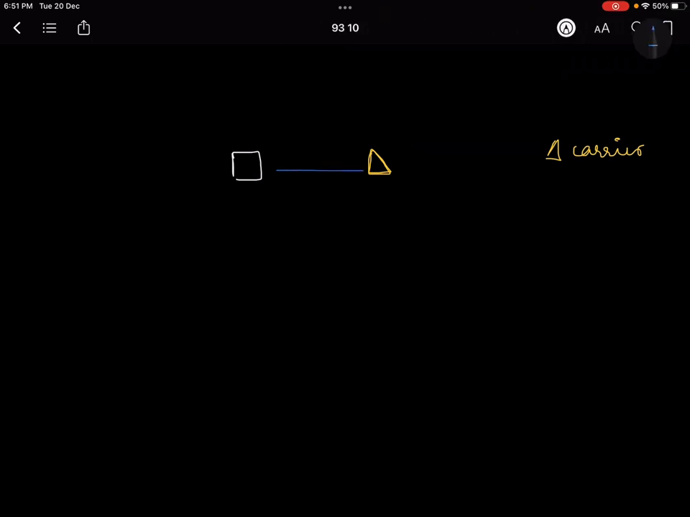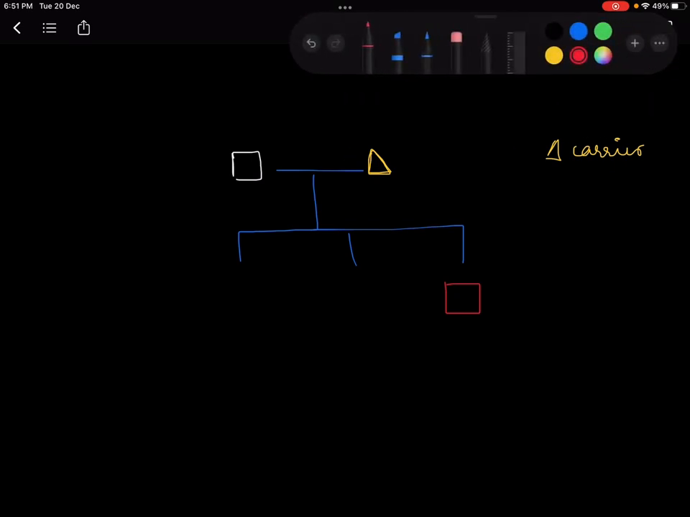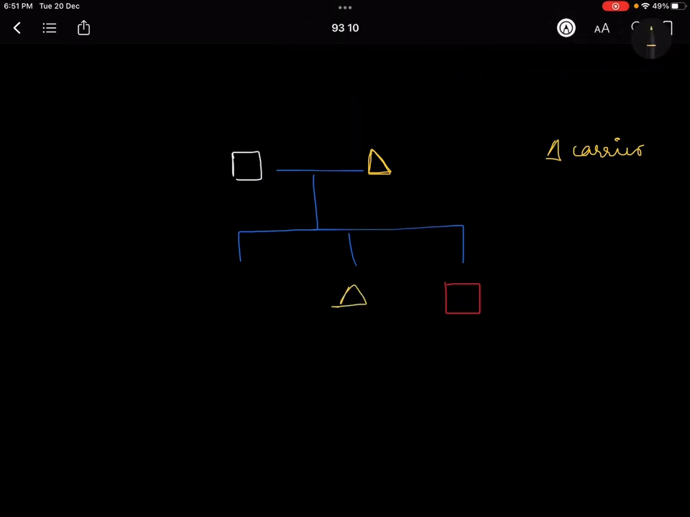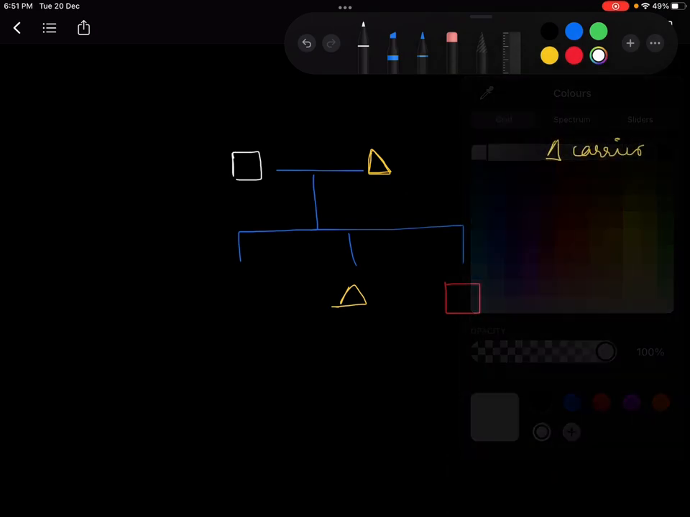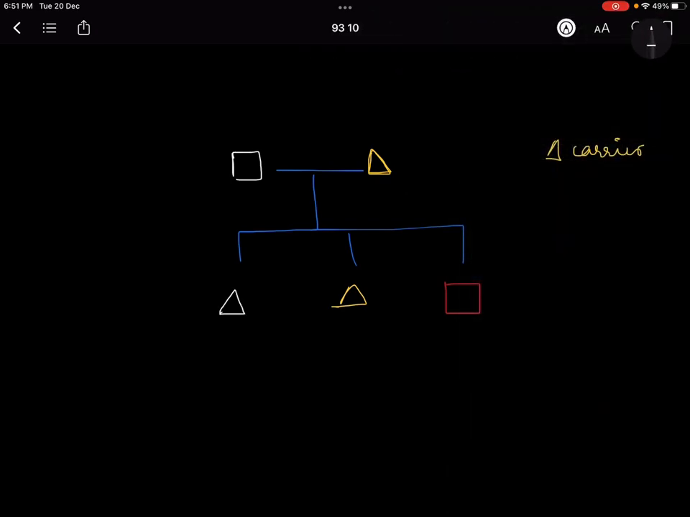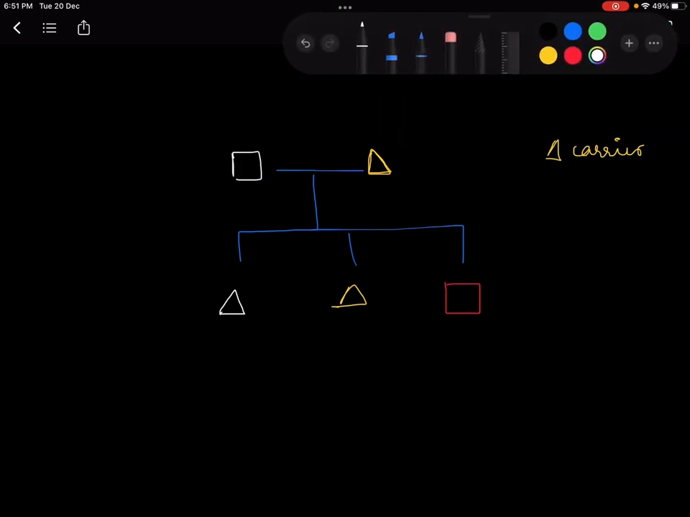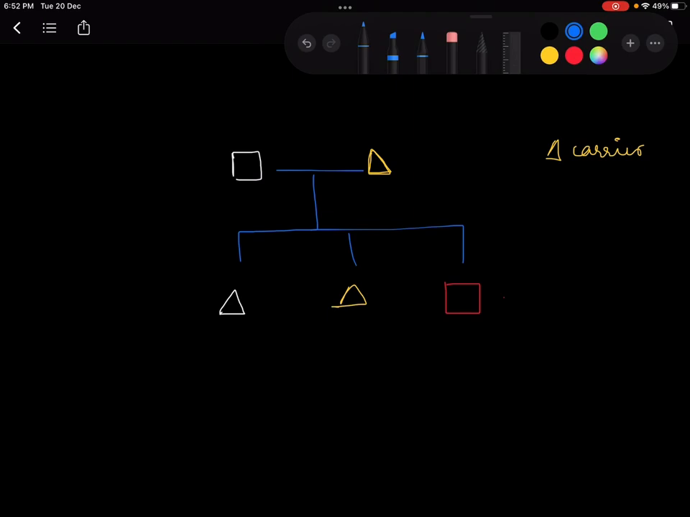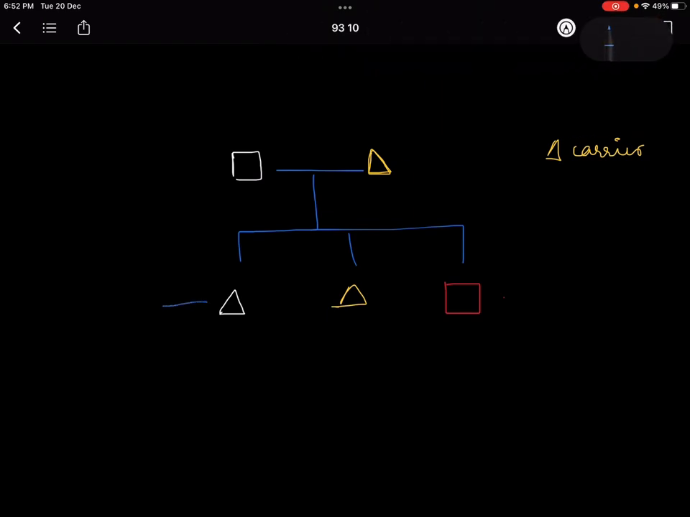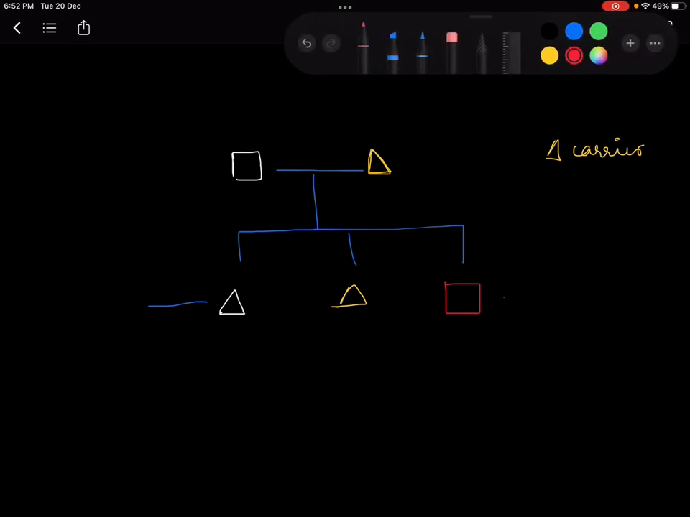Okay, so they have children. Now they have like 3 children, and let us suppose one of them is an affected child, one of them is a carrier child like the mother, and one is unaffected. Let's draw one unaffected also, okay? So one unaffected is there, one affected and one carrier child, okay? So now what if this person has a partner, or let us take this person marries an individual who is a carrier again, or maybe it will be the same.